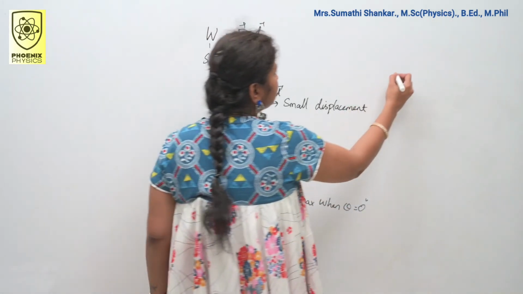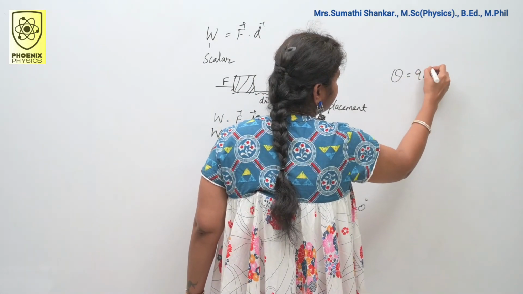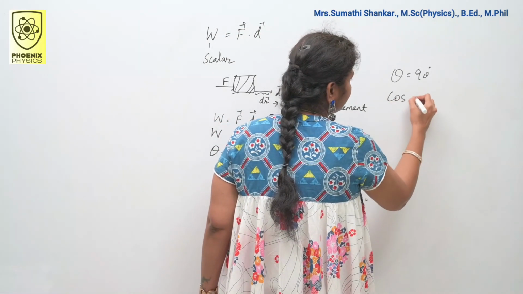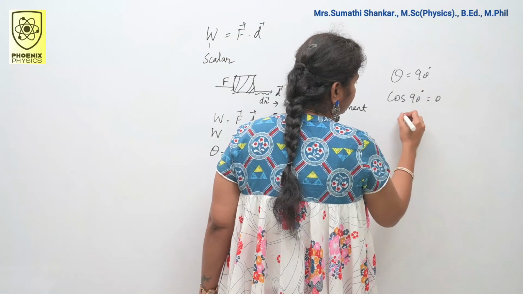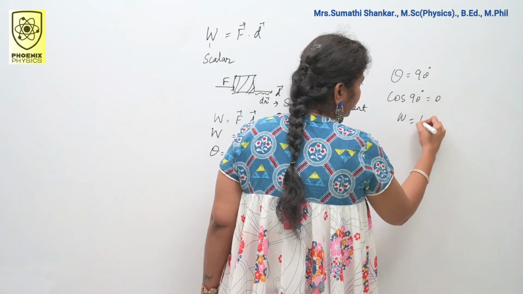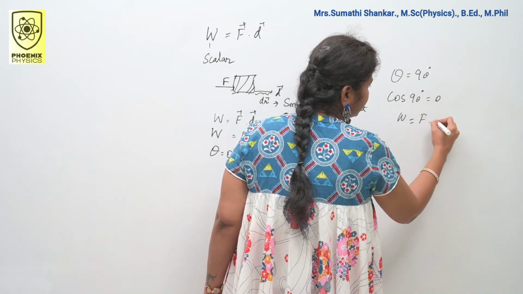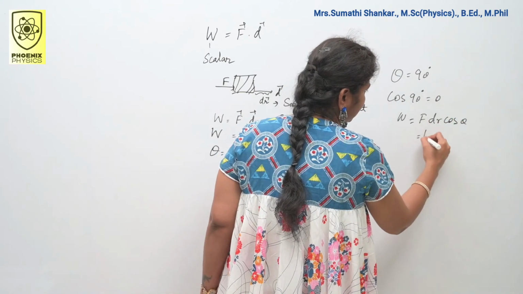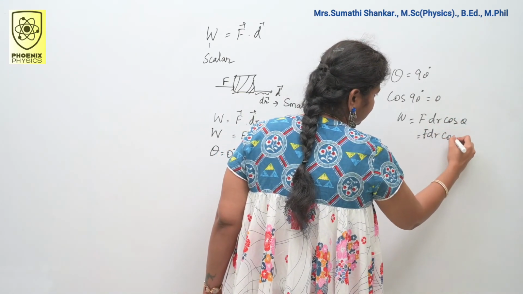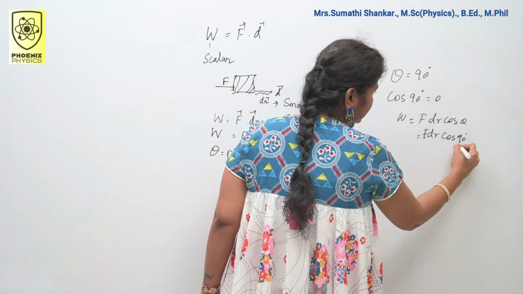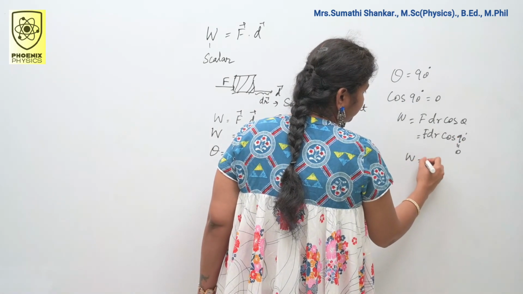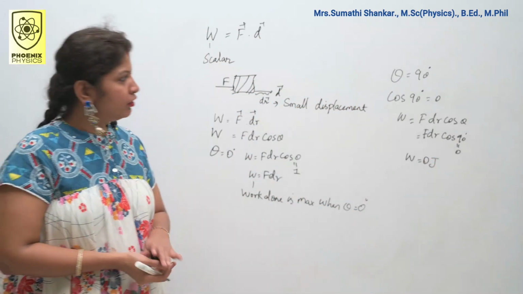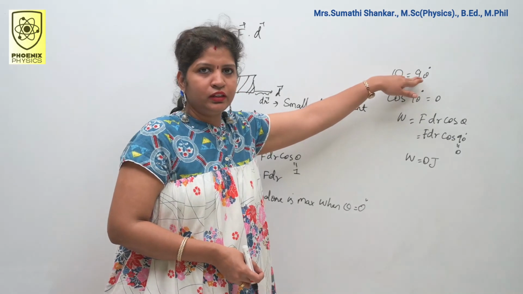Suppose theta is equal to 90 degree. What is cos 90 degree? Cos 90 is 0. So W is equal to F dr cos theta. Substitute cos 90: F dr cos 90 degree. Cos 90 means 0. So work done is equal to 0 joule, which means there is no work done when theta is equal to 90 degree.